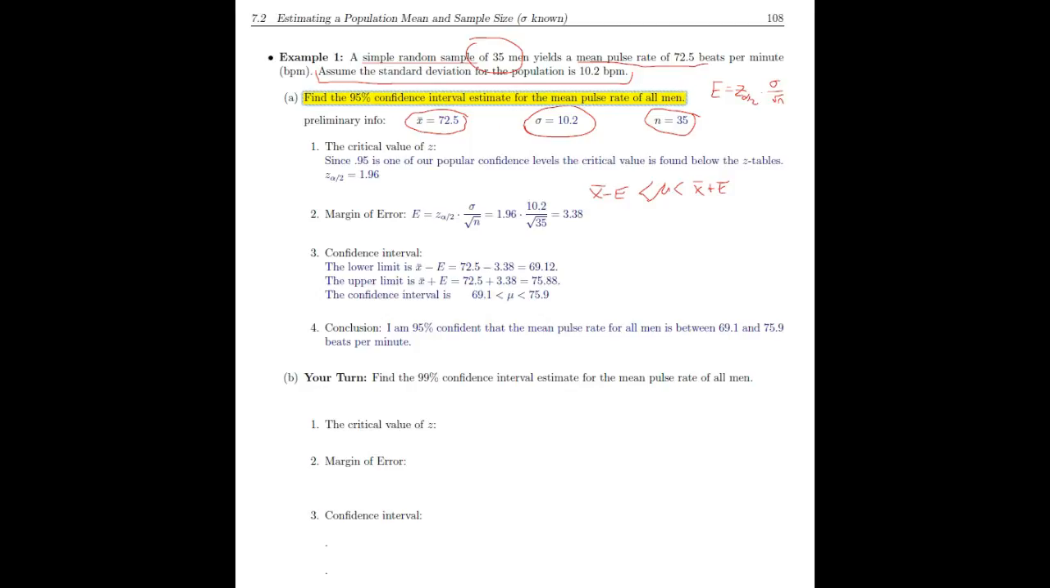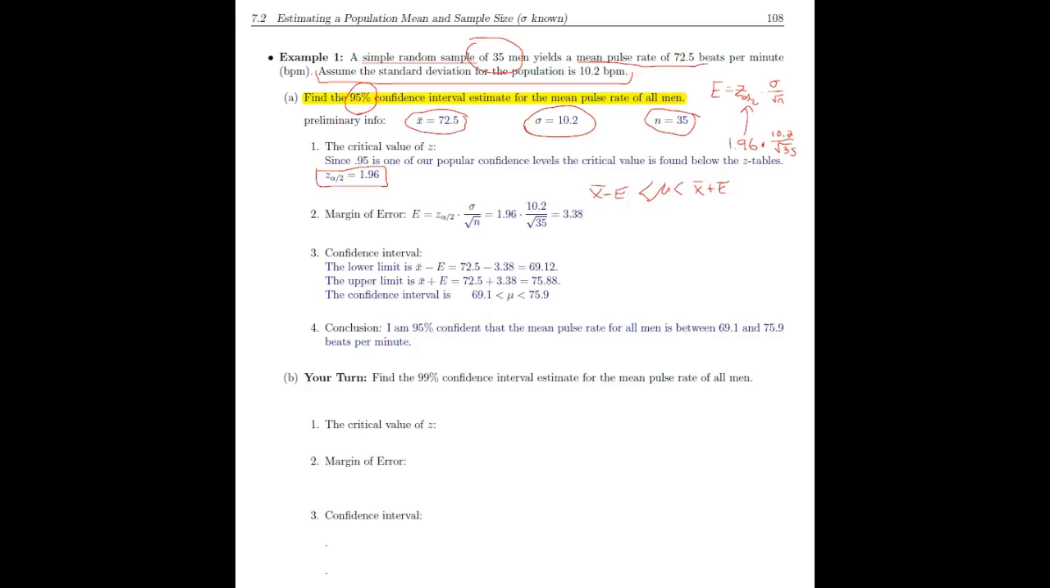All right, so the first thing we need to do is find our z sub alpha over 2. And that's going to be directly related to what the confidence level was. Our confidence level was 95%. So when your confidence level is 95%, we know that the z sub alpha over 2 that corresponds to that is 1.96. So we would plug in 1.96 for our z sub alpha over 2. Then we plug in our sigma and divide that by root n, which is root 35. And that is going to give us our E.